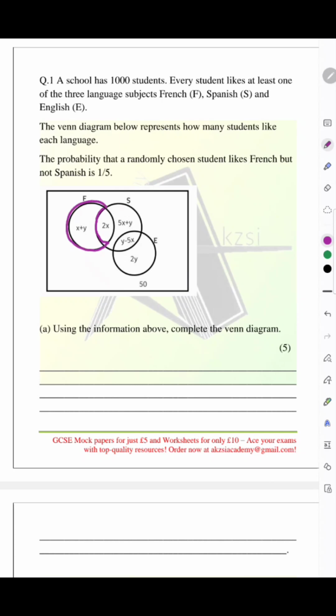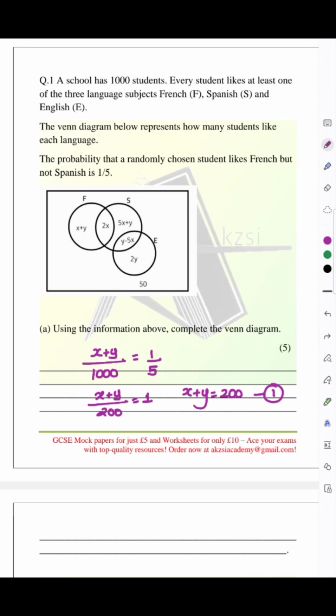Only French, that means there are x plus y number of people that like only French out of 1,000 students. And this probability is given as 1 over 5. Let me multiply both the sides by 5. It will give me (x plus y) over 200 is equal to 1, or x plus y is equal to 200, which is my first equation. So at least it's easy for me to know that people who like only French are 200. But we have to calculate both the values of x and y.